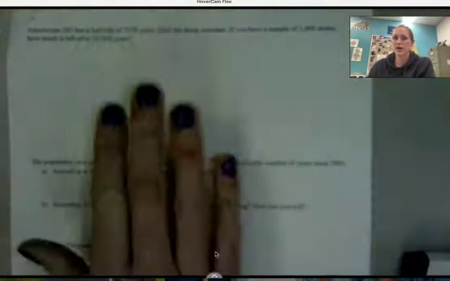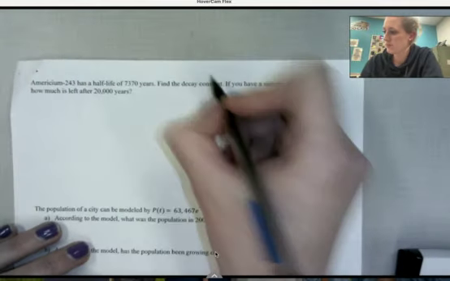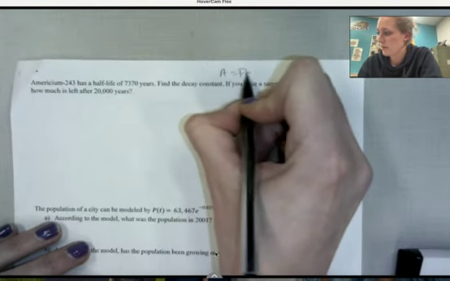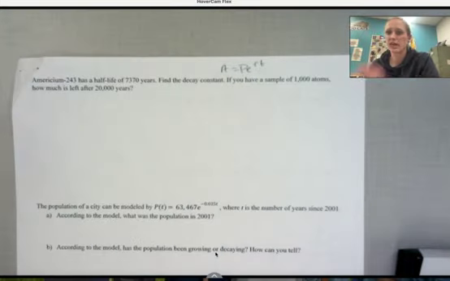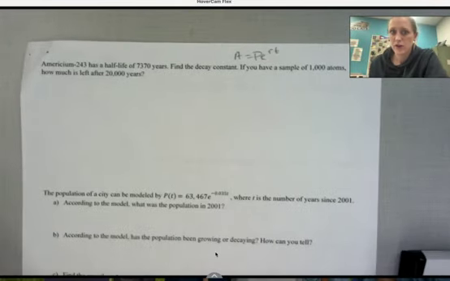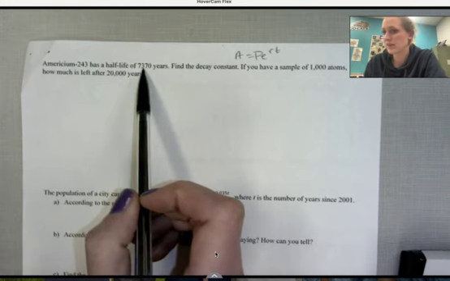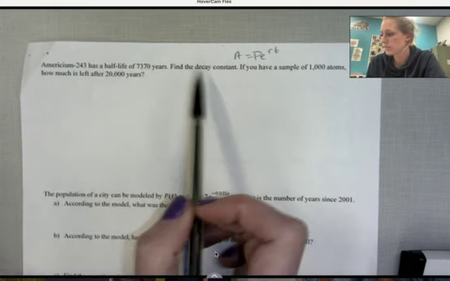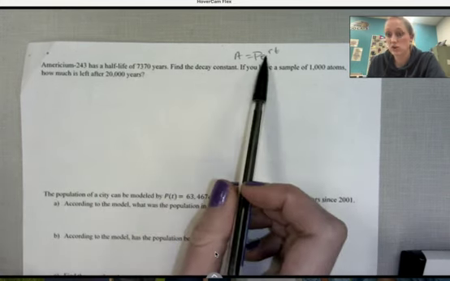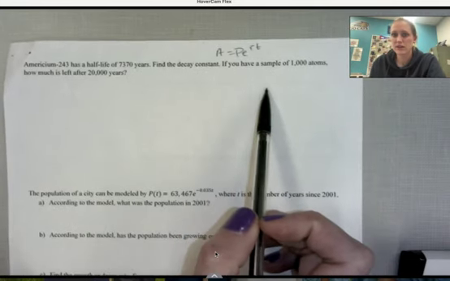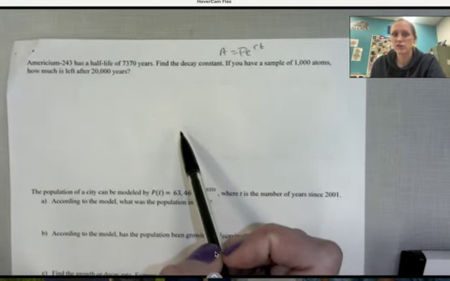So remember, half-life, we can use our PERT formula. This is going to be the big one. And remember that R is just going to be negative if it's decaying, okay? So we have, this substance has a half-life of 7,370 years. Find the decay constant, that's R. We have a sample of 1,000 atoms. How much is left after 2,000 years?